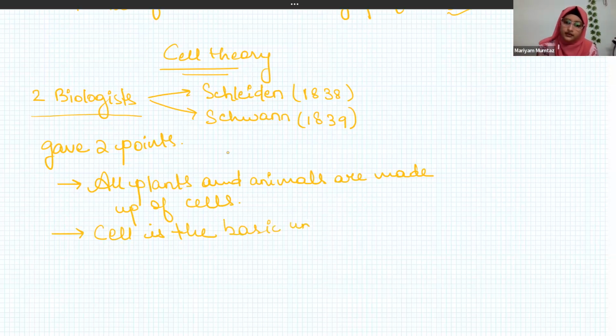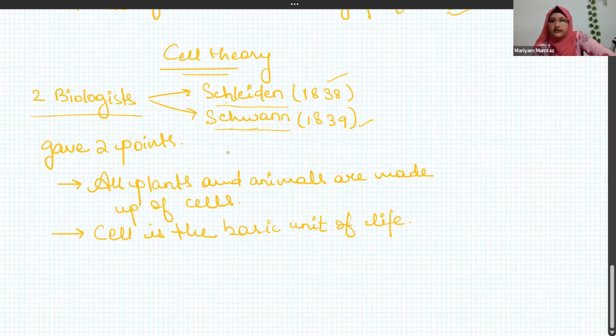So the two biologists, what were the names? Schleiden and Schwann. You have to remember the years also. So two biologists, Schleiden and Schwann, gave 2 points: that all plants and animals are made up of cells, and that cell is the basic unit of life.